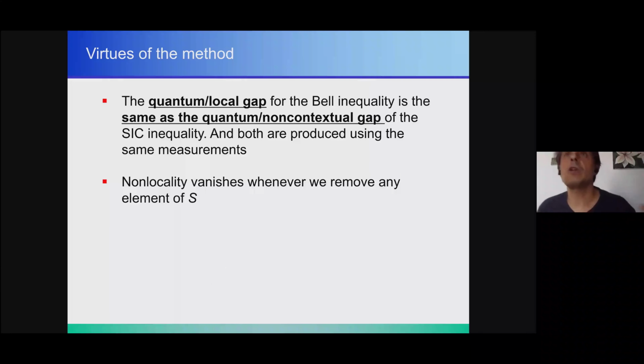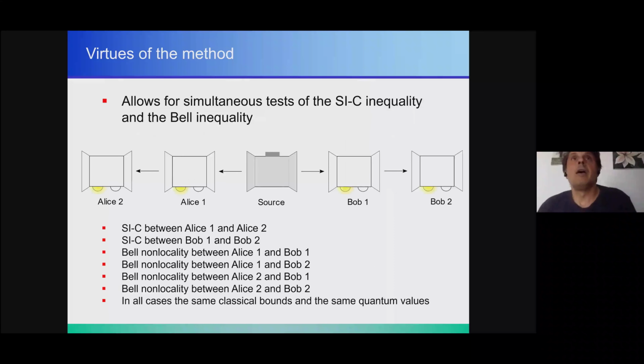The quantum local gap, or the violation of the Bell inequality, is the same as the quantum non-contextual gap of the state-independent contextuality, and both are produced using the same measurements. Moreover, non-locality vanishes if you remove any element of the original set, the state-dependent set. Finally, this allows you to simultaneously test a state-independent contextuality inequality and a Bell inequality.